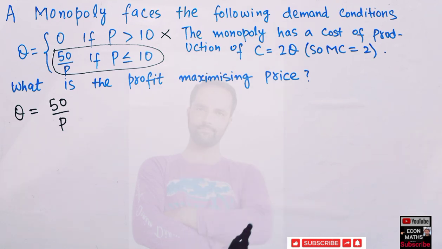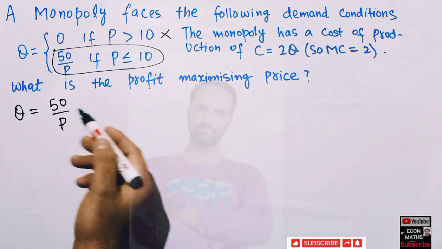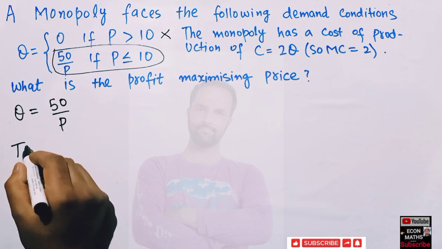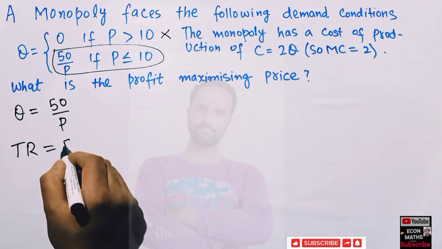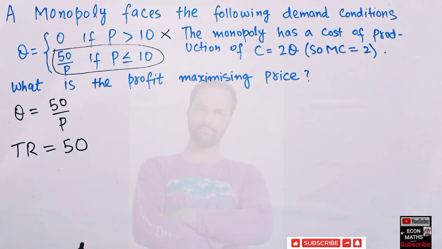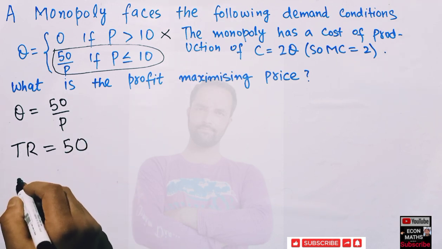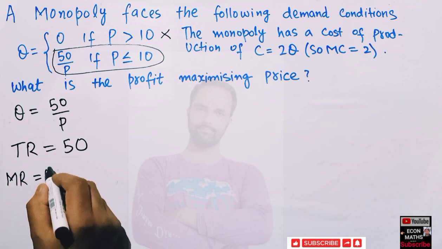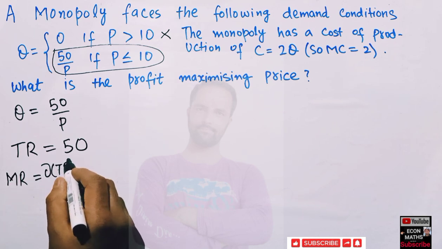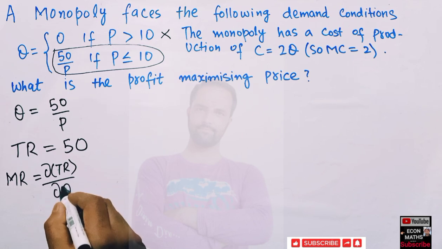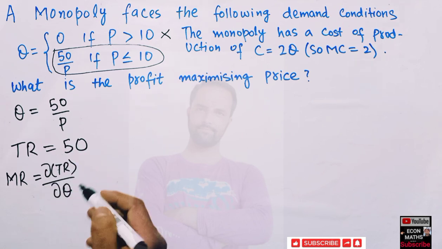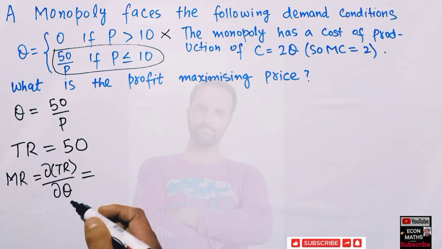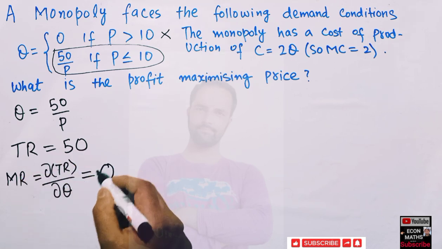Now let us find total revenue. P into Q, that means our total revenue is equal to 50. If our total revenue is equal to 50, what is marginal revenue? Marginal revenue is the derivative of total revenue with respect to quantity. So we take the derivative of total revenue with respect to quantity, and we get marginal revenue equal to 0.